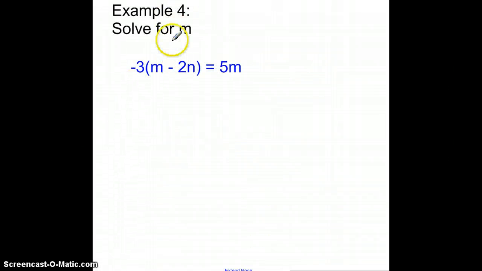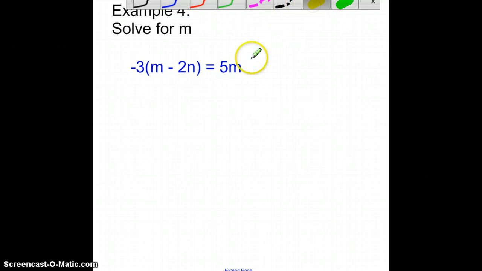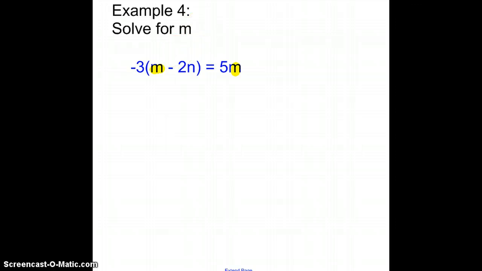Take a look at this one. Here they want us to solve for m, so we've got to get m all by itself. And if you look here, we've got m in a couple locations. We've got it on the right side, we've got it on the left side in parentheses. So remember what we've got to do here. Starts with the d. We've got to do that distributive property. So negative 3 times m is negative 3m. Right, this will free up our variables out of the parentheses. Negative 3 times a negative 2n. Negative times negative, positive 6n. And then on the right side, we have our 5m.